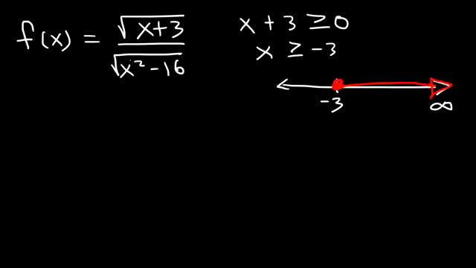Now let's focus on the square root in the bottom. So we know that x squared minus 16 has to be only greater than 0, but not equal to it, because if it's on the bottom, it can't be 0. So if you have a square root on the top, you set it equal to and greater than 0. If it's on the bottom, simply just greater than 0. So what we need to do first is factor this expression. It's going to be x plus 4 and x minus 4.